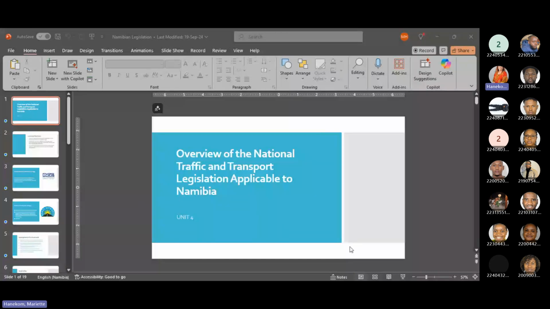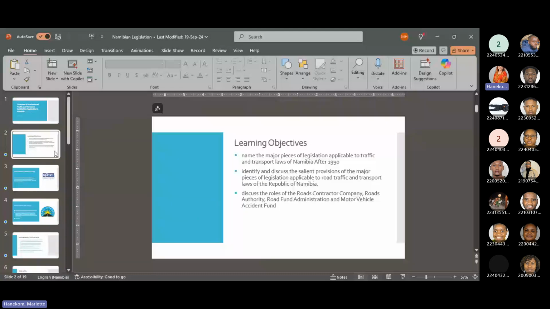Unit 4, overview of the national traffic and transport legislation applicable to Namibia. Learning objectives, always remember to go back to your learning objectives.